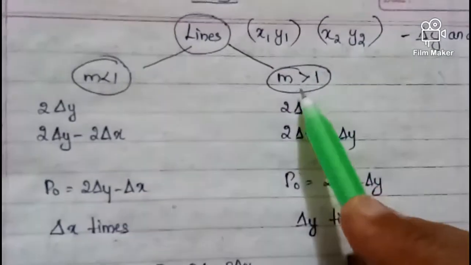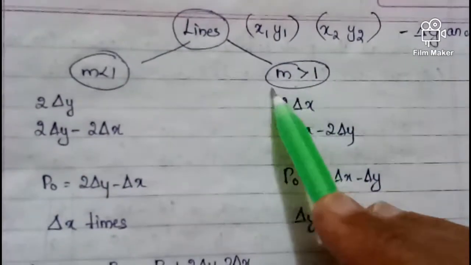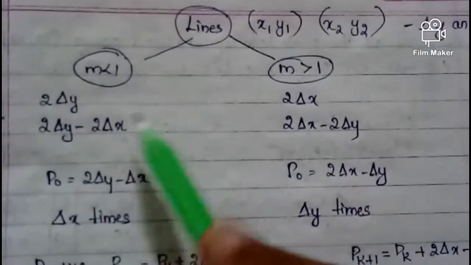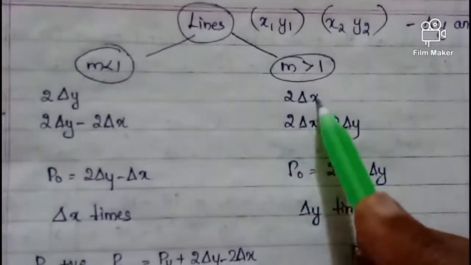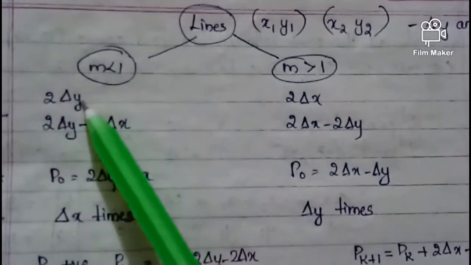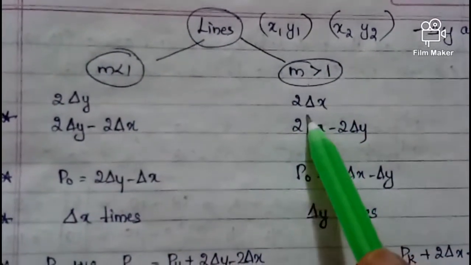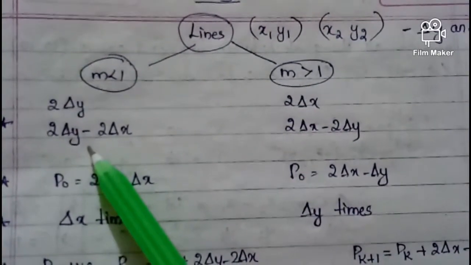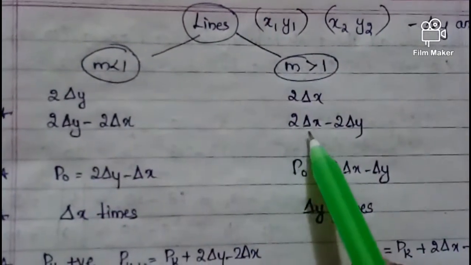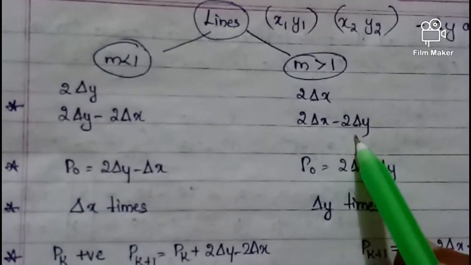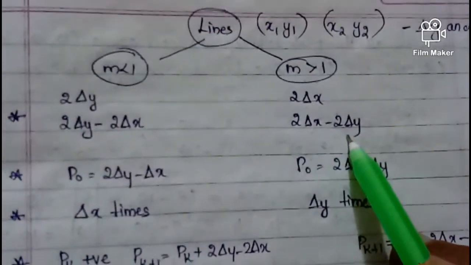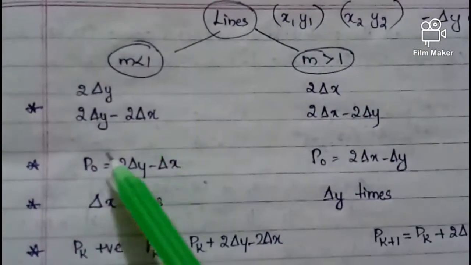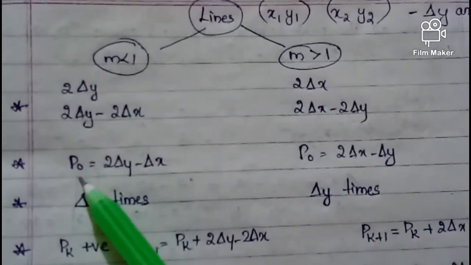But if the line is of slope m greater than 1, then instead of these two constants, you have to find the values of these two constants. That is, instead of 2 delta y, you will have to find 2 delta x. And instead of finding 2 delta y minus 2 delta x, you have to find 2 delta x minus 2 delta y. Clear? After finding the constants, next step is to find the value of initial decision parameter.